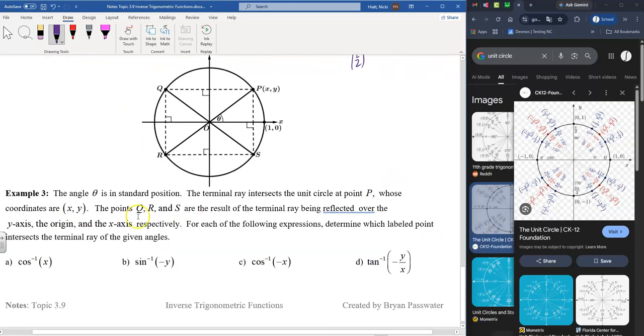Okay, one last type of question you're going to see here. They have given us a picture, and they are asking for inverse sine and cosine of certain values. So they only labeled this as xy, but I could label the rest of the points here. Q is going to be negative x, y, right? The x-coordinate is negative in the second quadrant. I could label this point as negative x, negative y, and then I could label S as x, negative y.